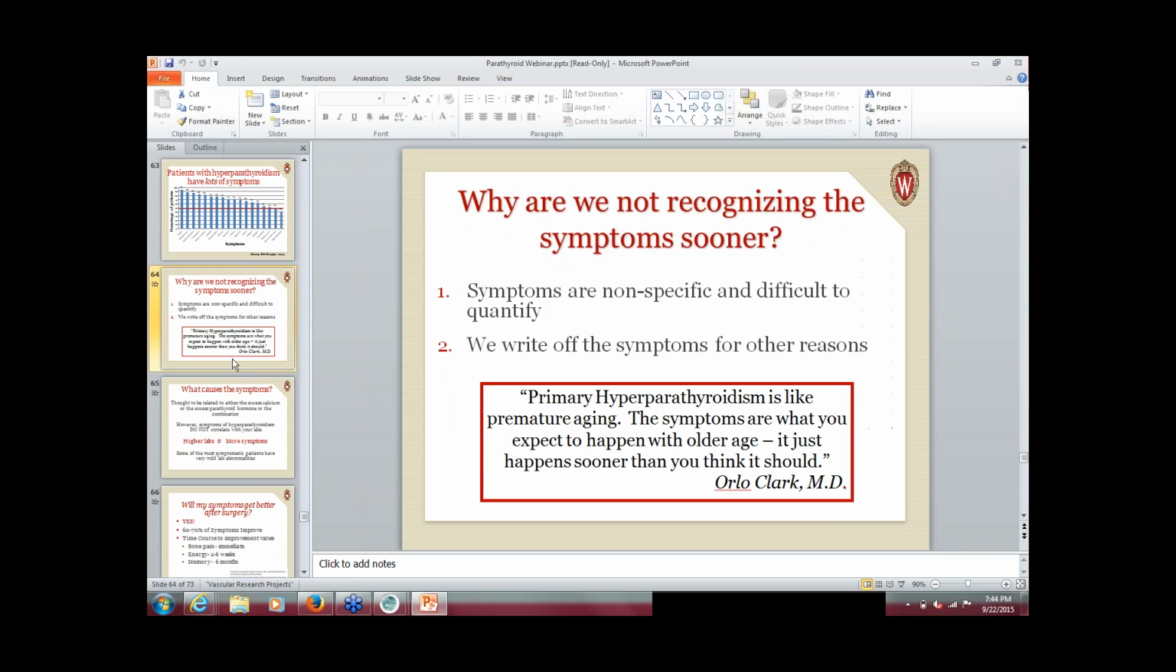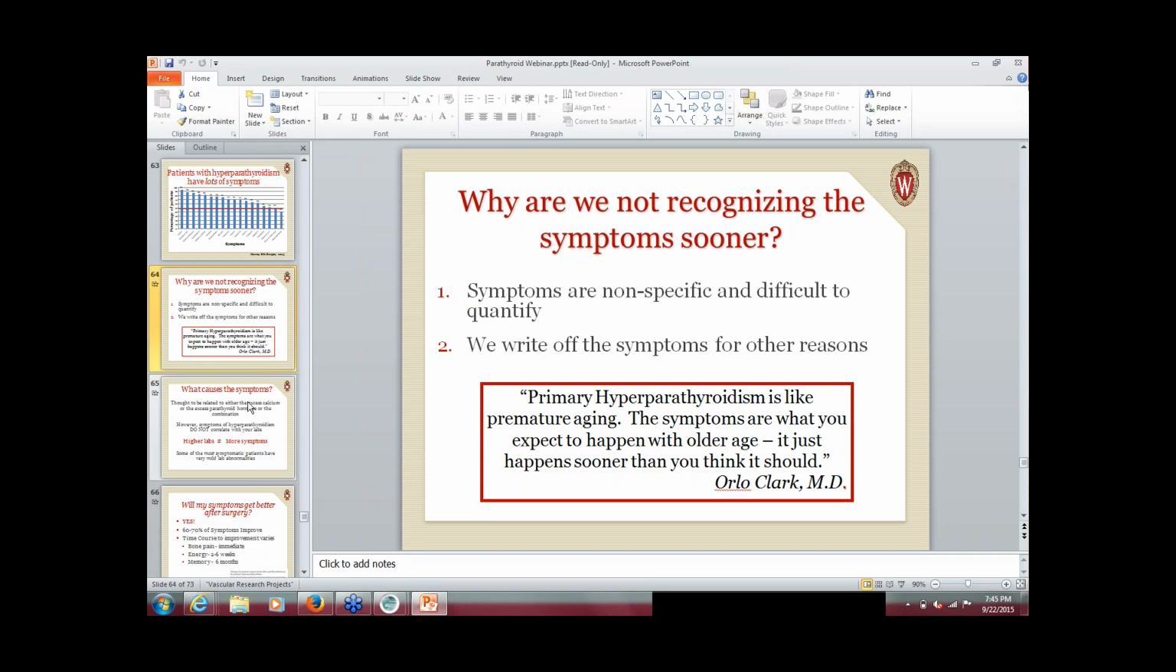So why aren't we recognizing the symptoms sooner? I think the symptoms are fairly nonspecific and they're difficult to quantify. We write them off for other reasons, both we as doctors and you as patients. I think primary hyperparathyroidism is unfortunately like premature aging. The symptoms are what you expect to happen with older age. It just happens sooner than you think it should. And that can be really frustrating, and I think that often leads to a lot of misdiagnoses.